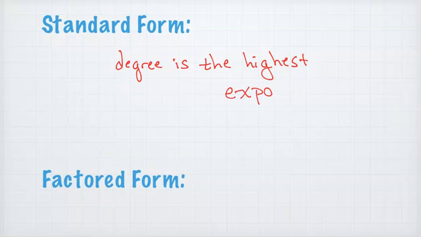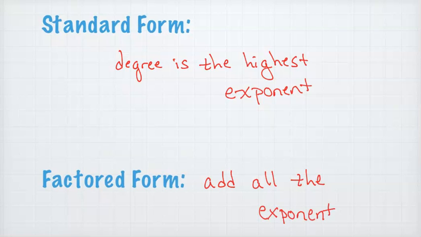All right, in standard form, your degree is just the highest exponent. In factored form, however, you have to add all the exponents because they have not yet been multiplied together. So when you are looking for the degree of a polynomial, you have to ask yourself, is this in standard form? Is it an easy way to find out, or is it in factored form? Do I have to add everything together first?